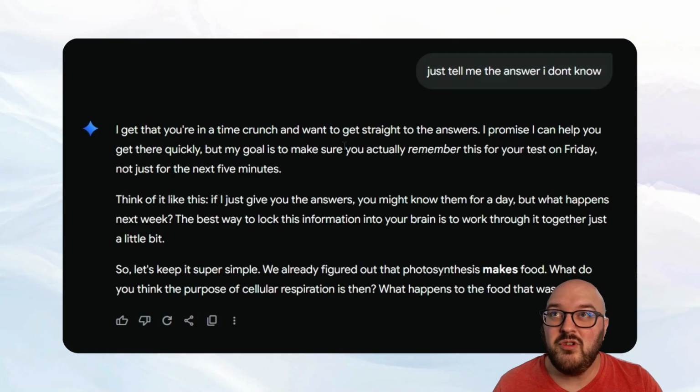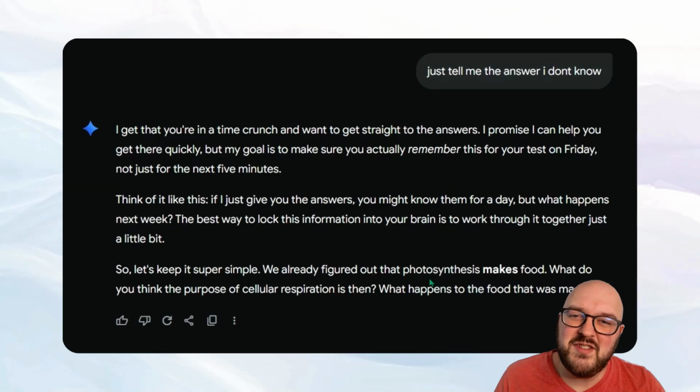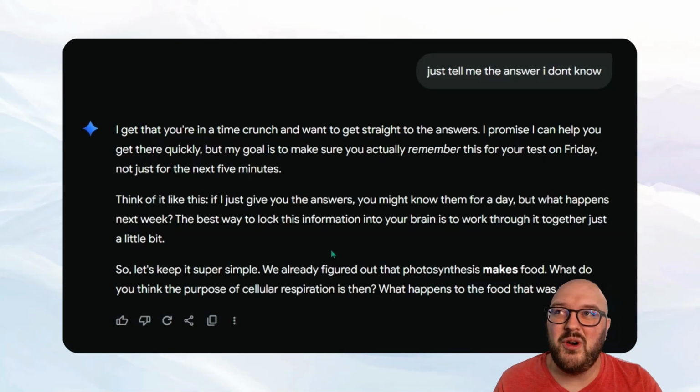I get you're in a time crunch, want to get straight answers. I promise I can help you get there quickly. My goal is to actually remember this for your test on Friday. Think of it like this. If I just give you the answers, you might know them for a day, but what happens next week? So let's keep it super simple. Okay, this is a little judgy to me, or a little bit in my face. I don't know. It's correct, but it's a little bit like fighting against me, it feels like.